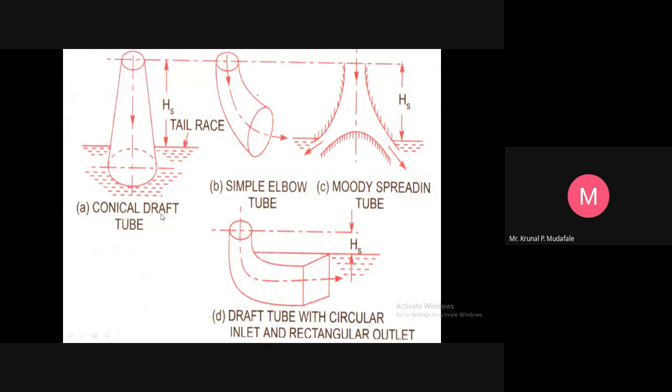You can see the conical draft tube. These are the conical draft tube from the outer, whatever the head race, that is HS, the head of the stream, up to the tail race. Okay, and then the next one is the simple elbow tube. The next one is the Moody spreading tube, and the last one is the draft tube with circular inlet and rectangular outlet. Circular inlet and rectangular outlet.